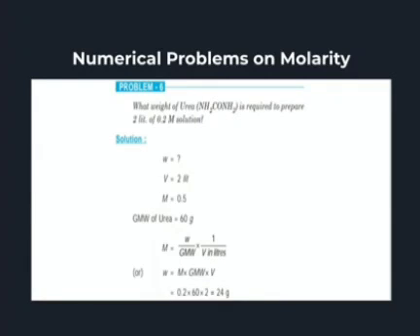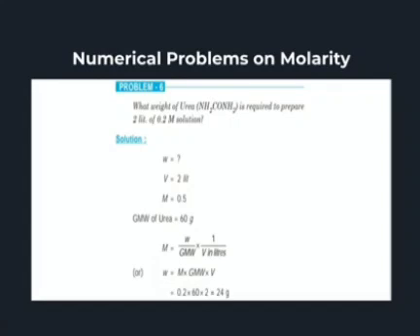Problem number 6. What weight of urea is required to prepare 2 liters of 0.2 molar solution? Here we have to find out the weight of the solute dissolved in the solution in order to prepare 2 liters of 0.2 molar solution. So the given data capital V is equal to 2 liters, molarity capital M is equal to 0.5. The gram molecular weight of urea is 60 grams, which is calculated from the given molecular formula.